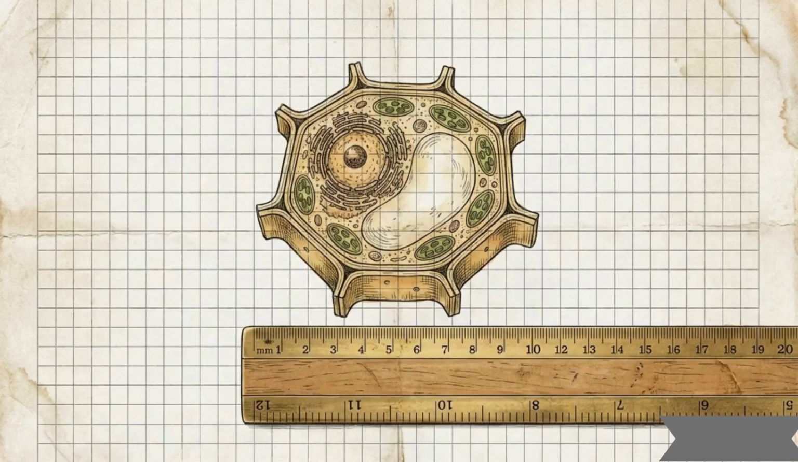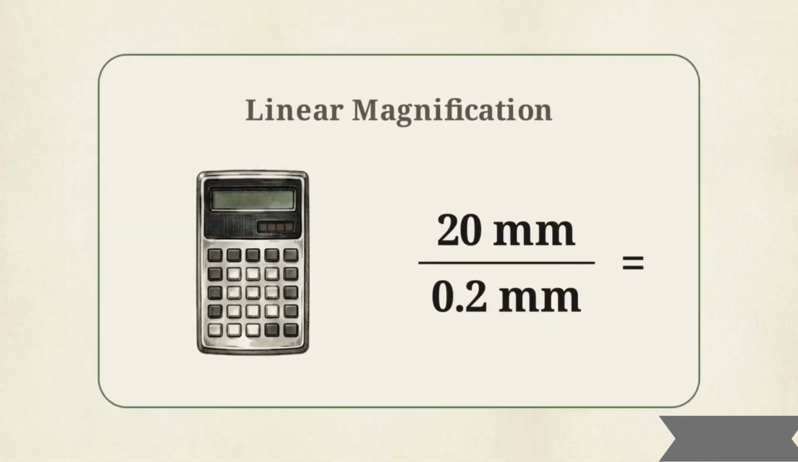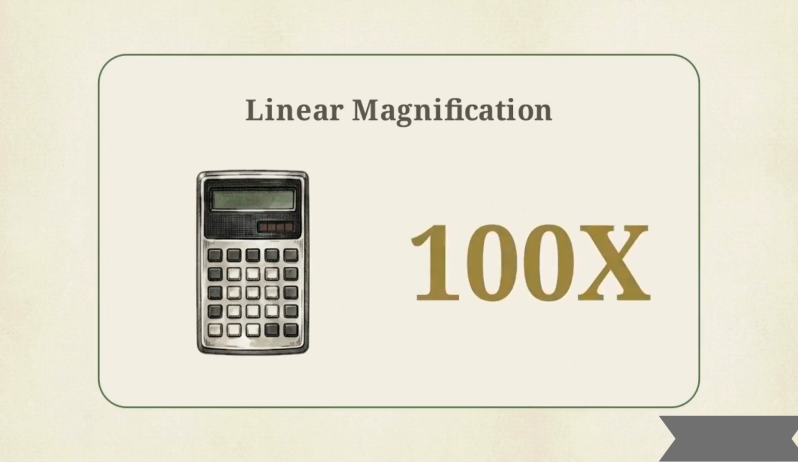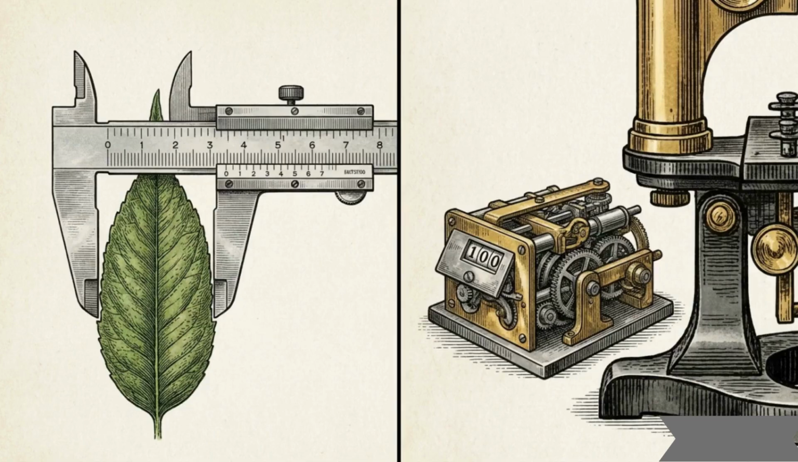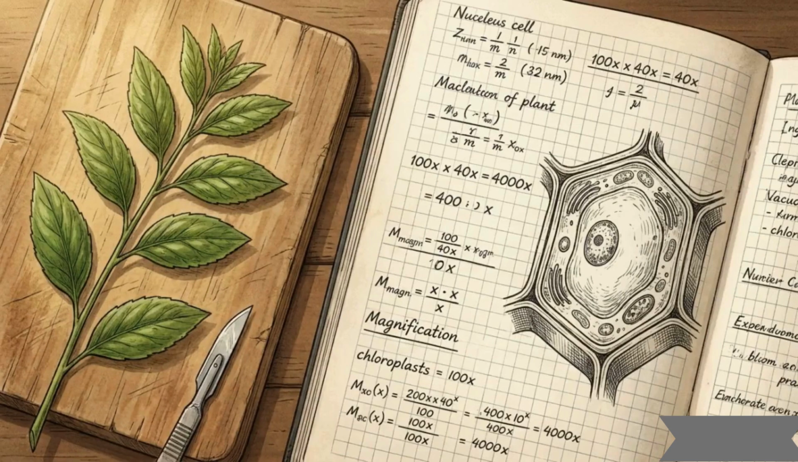If your drawing of a cell is 20 millimeters long, but the actual cell is only 0.2 millimeters, the math proves that your drawing is a 100 times magnification of the original specimen. By adding physical measurement and calculation to our observations, we convert a visual image into verifiable scientific data. We have now completed the sequence, moving from a raw piece of tissue to a specific, calculated mathematical value.